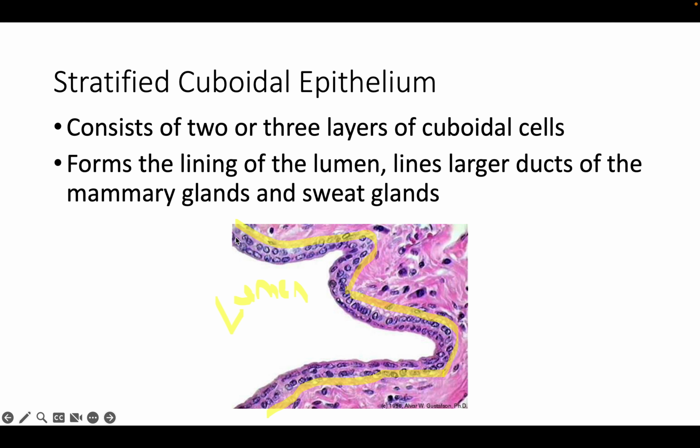So this is going to consist of 2 or 3 layers of cuboidal cells. Here you can really only see about 2, 1 here, 1 there, right? Also going to form larger ducts of the mammary glands, so that'd be in the breasts, as well as in the sweat glands. Those are going to be secreting different substances, and we'll talk about what those secrete later on. They release their substances into these ducts, where it then gets pushed out onto the skin.